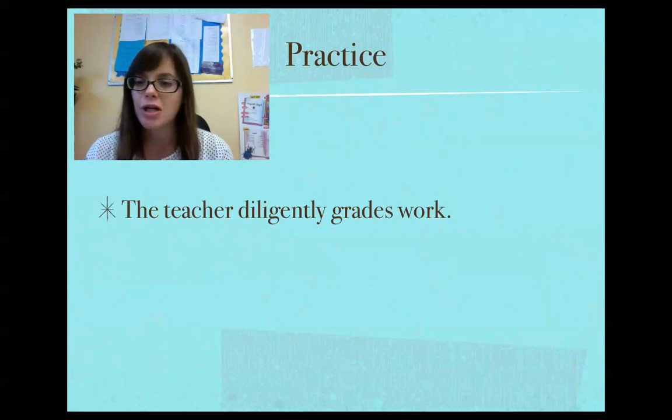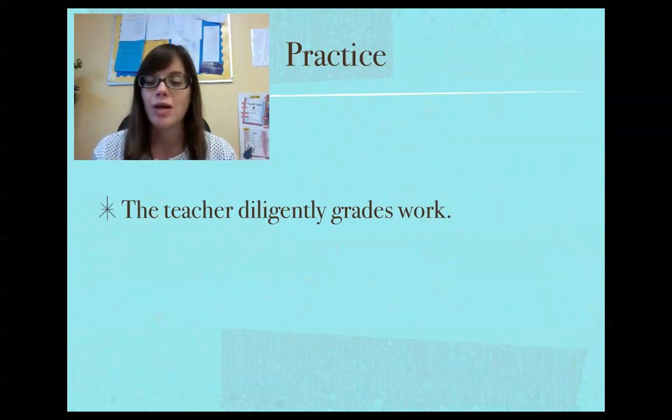Number 1, the teacher diligently grades work. So I'm going to look for my subject first. You can look for the verb first if you want. It's just easier for me to find the subject first. So I see that my sentence seems to mostly be about the teacher, and that's my noun near the beginning of the sentence, so I'm going to go ahead and underline that. All right, now I got to ask myself, what is the teacher doing? And I see that she's grading, so I'm going to go ahead and circle grades.